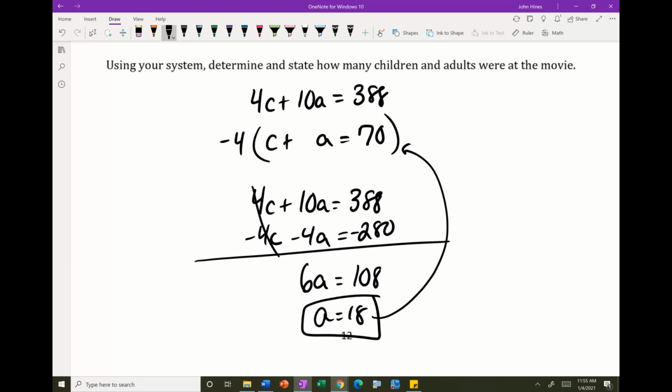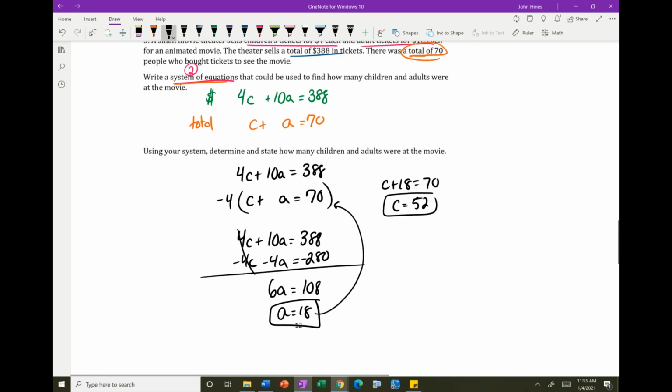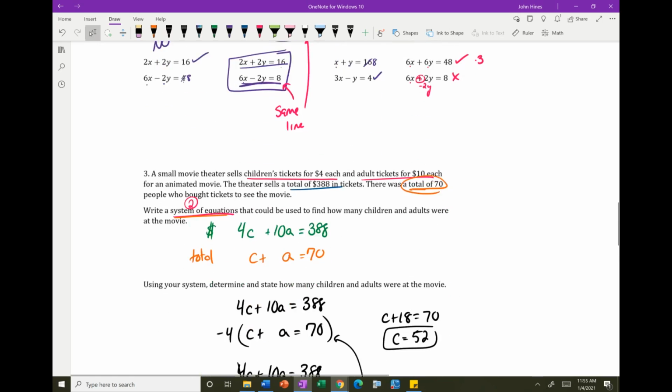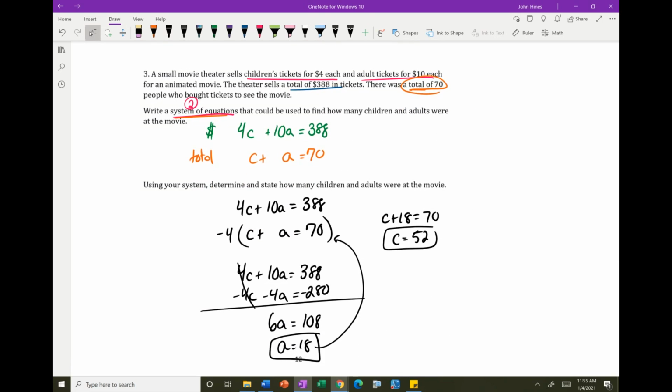Which one am I going to plug into? I'm going to plug into the easier one. Children plus adults gives me 70. If there's 18 adults, how many kids are there? Well, it has to be 52, because 52 plus 18 gives me 70. All right? So hopefully this was a good review of elimination. I'm sorry this video got a little bit long, but it's a good skill that we're going to be practicing in class.